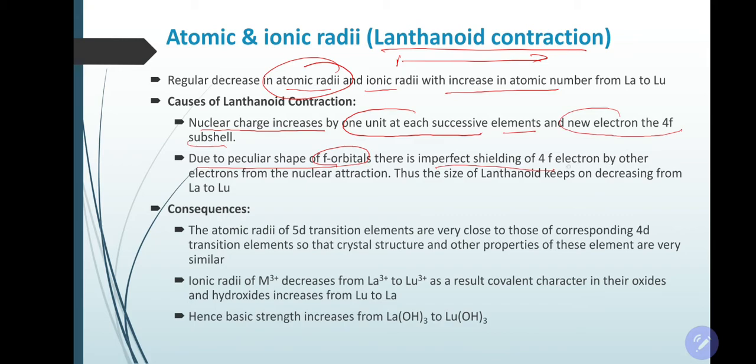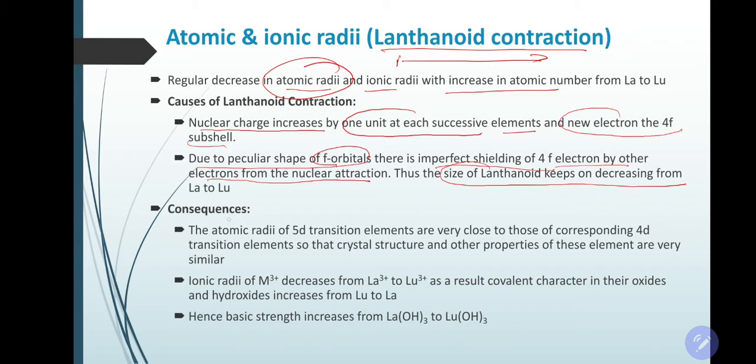Okay, so what will happen over here? The 4f electrons shield other electrons poorly from nuclear attraction. Okay, thus the size of lanthanoids keeps on decreasing. Because of the poor shielding effect, what will happen? The nuclear charge will increase and ultimately the size of the lanthanoids will decrease.